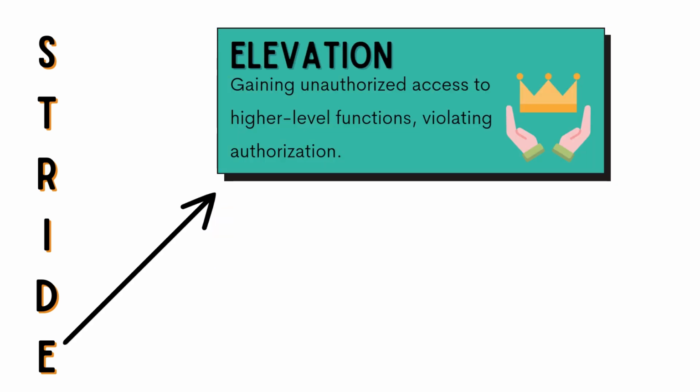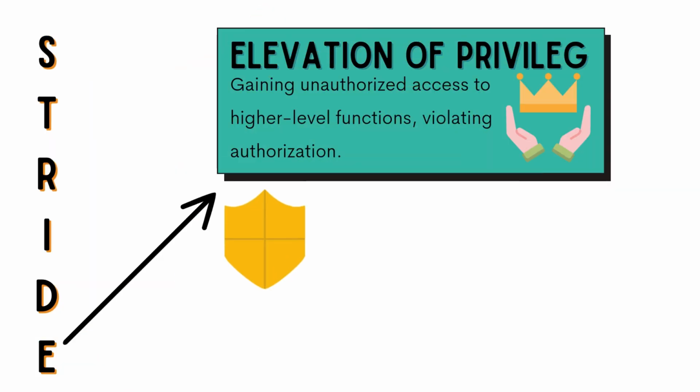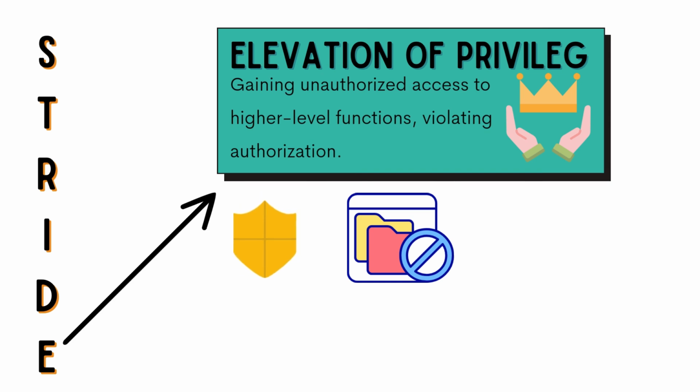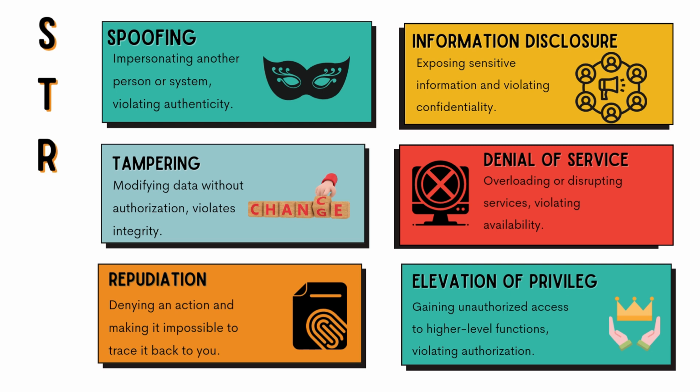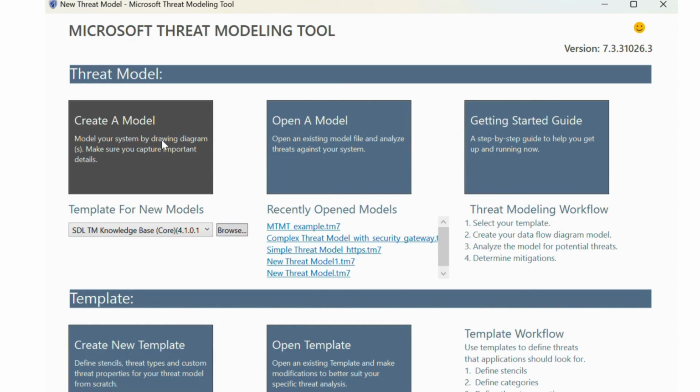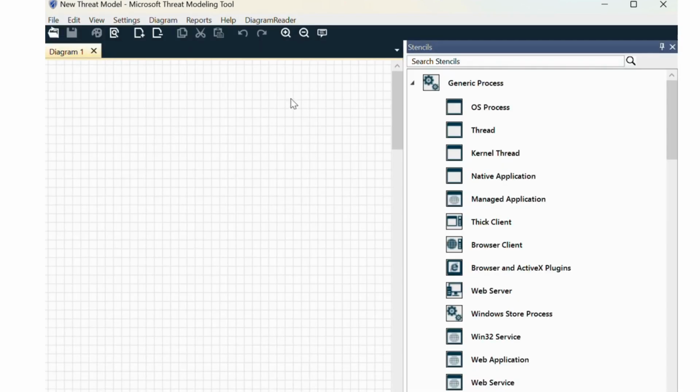Sixth is elevation of privilege, gaining unauthorized access to higher-level functions, violating authorization. Implement the principle of least privilege, a strategy reinforced with timely system updates to counter this risk. In summary, STRIDE stands for 6 categories of threats: spoofing, tampering, repudiation, information disclosure, denial of service, and elevation of privilege. Now let's see how to use STRIDE using the Microsoft Threat Modeling Tool.